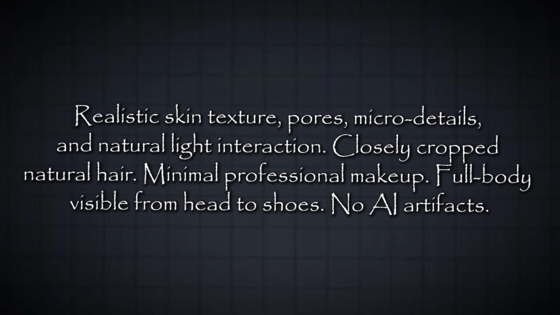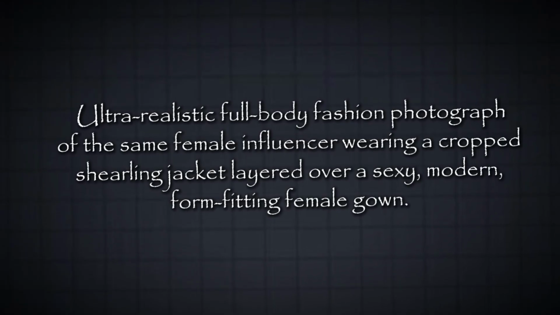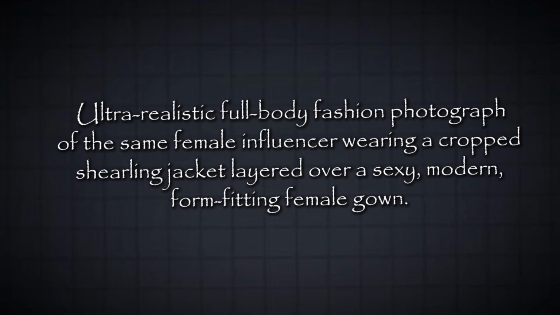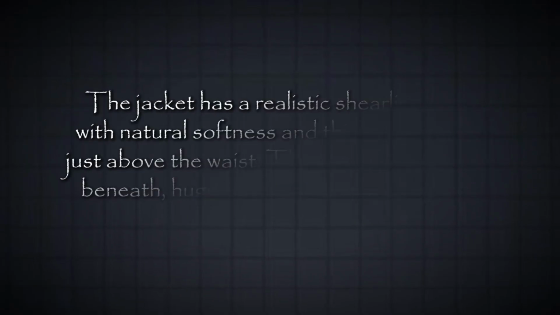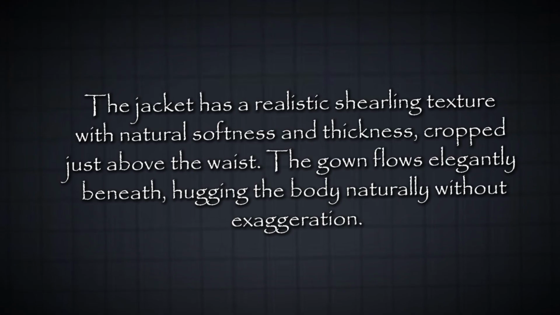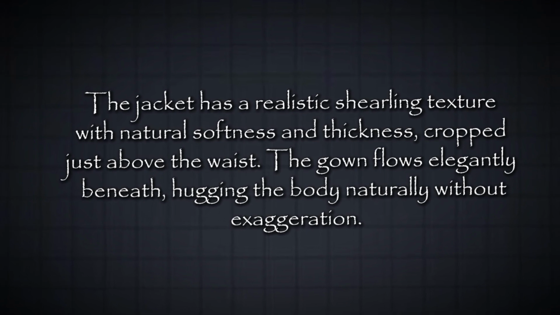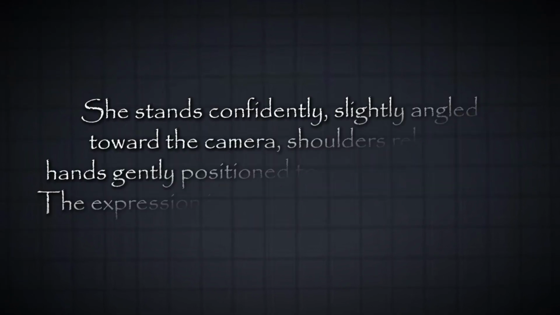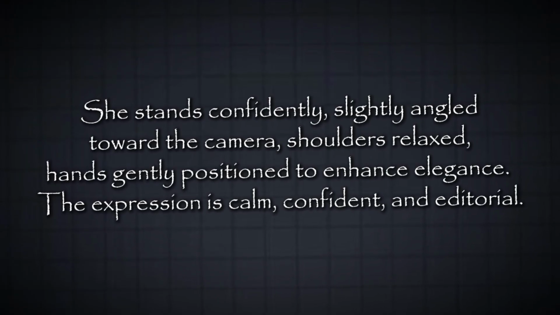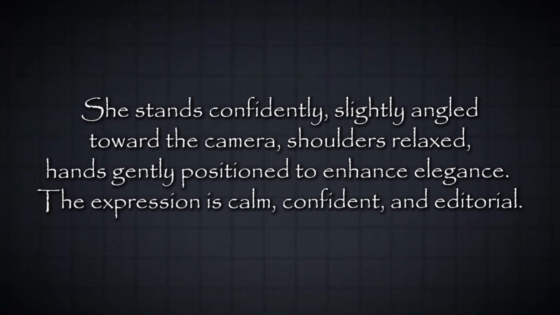No AI artifacts. Ultra-realistic full-body fashion photograph of the same female influencer wearing a cropped shearling jacket layered over a sexy, modern, form-fitting female gown. The jacket has a realistic shearling texture with natural softness and thickness, cropped just above the waist. The gown flows elegantly beneath, hugging the body naturally without exaggeration. She stands confidently, slightly angled toward the camera, shoulders relaxed, hands gently positioned to enhance elegance. The expression is calm, confident, and editorial.